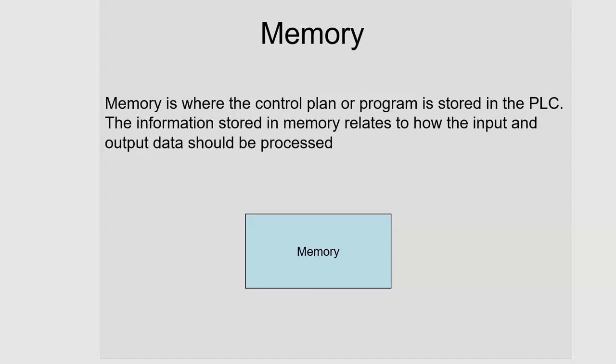Now, memory. It says here, memory is where the control plan or program is stored in the PLC. The information stored in memory relates to how the input and output data should be processed. There are different types of memory, and I'm sure most of you understand there's a difference between memory and storage. Storage is where you keep things long term. Your flash drive would be storage, your hard drive would be storage, even the cloud is storage. Memory is usually where you keep things short term. I mentioned that there are two types of memory that you should be familiar with.